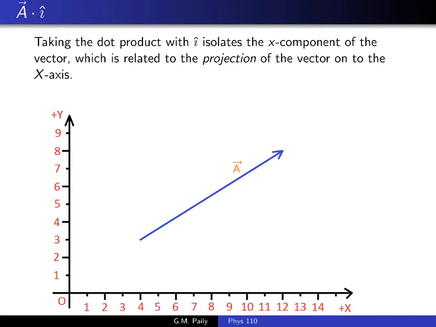Pictorially, let's take another look at this. Taking the dot product of any vector A with i hat, which points along the x-axis, finds the projection of the vector A onto the x-axis. In other words, taking the dot product of a vector with i hat, which is the unit vector in the x direction, gives you the projection of the vector onto the x direction.